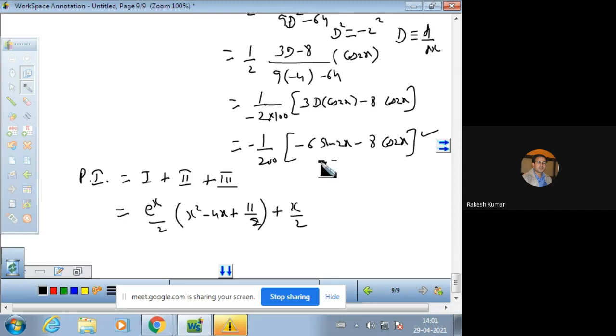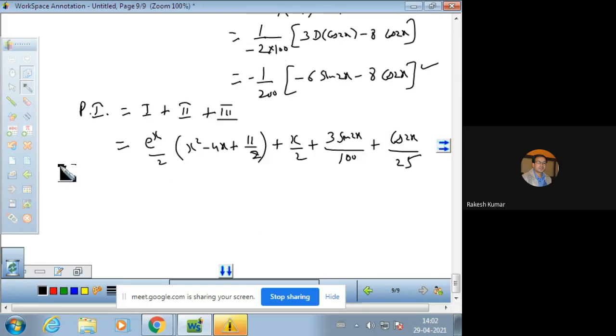The particular integral of the third term is plus, 2 can be taken common. So that will be 3 sine 2x over 100. And here you will have plus cos of 2x upon 25. So this is the total particular integral of the given differential equation.